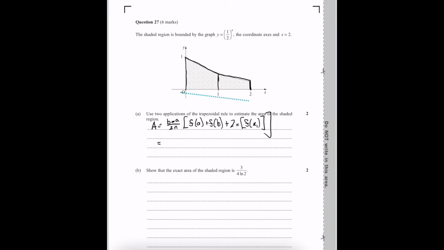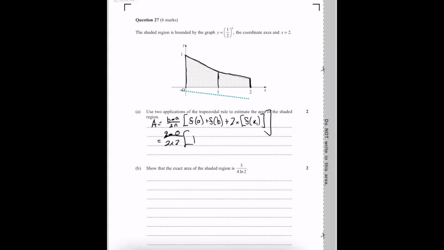So what we have is b minus a, which is 2 minus 0 over 2 times 2, all outside of f of a, which is f of 0, which is just 1, plus f of b, which is the y value of this coordinate here. So if we substitute x equals 2 there, what we'll get is half squared, or in other words, 1/4, so plus 1/4, plus 2 times a half, which is if we substitute x equals 1 into the equation of the line. Putting this all into the calculator, we get 9 on 8 units squared.